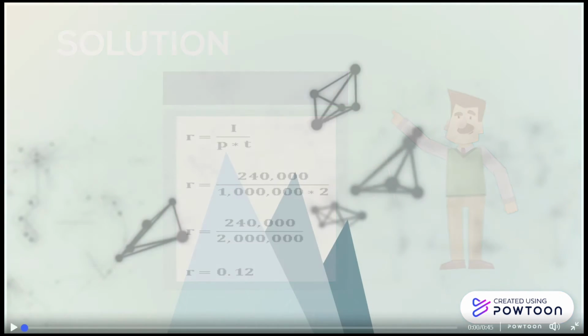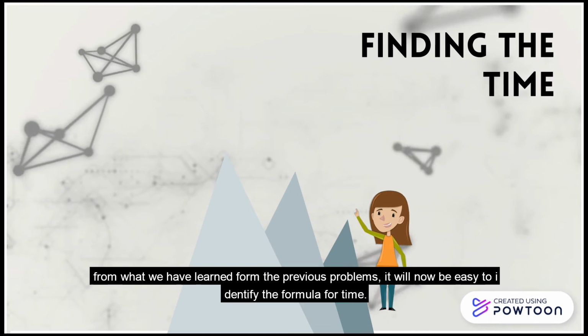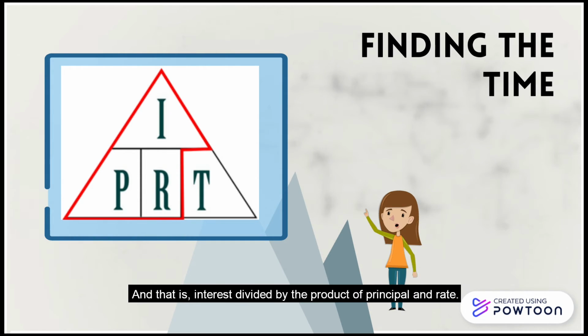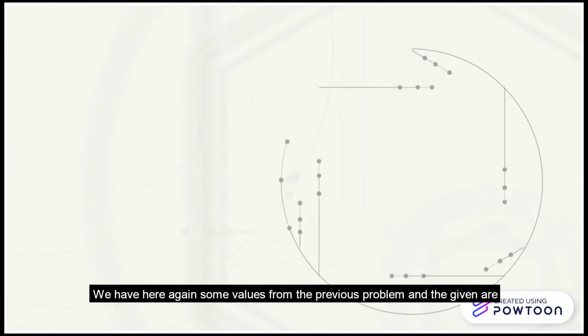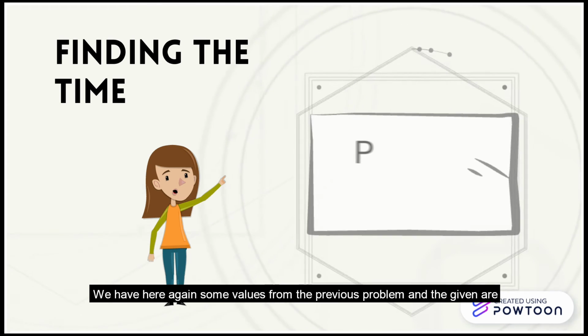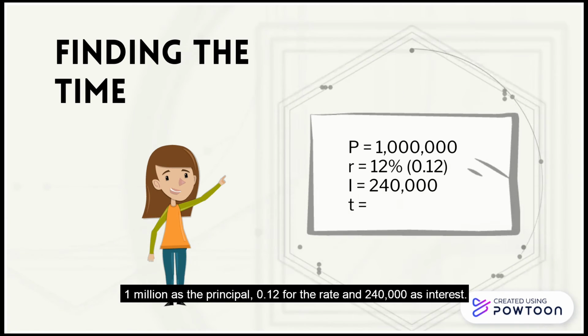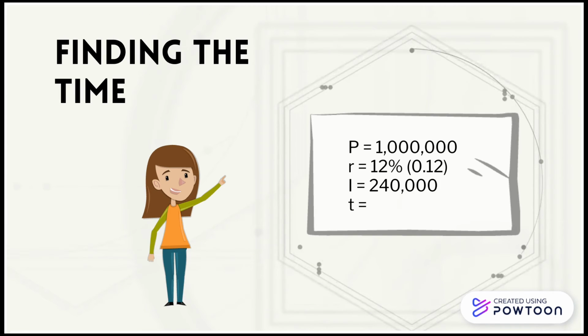From what we have learned from the previous problems, it will now be easy to identify the formula for time, and that is interest divided by the product of principal and rate. We have here again some values from the previous problem, and the givens are 1 million as the principal, 0.12 for the rate, and 240,000 as interest.